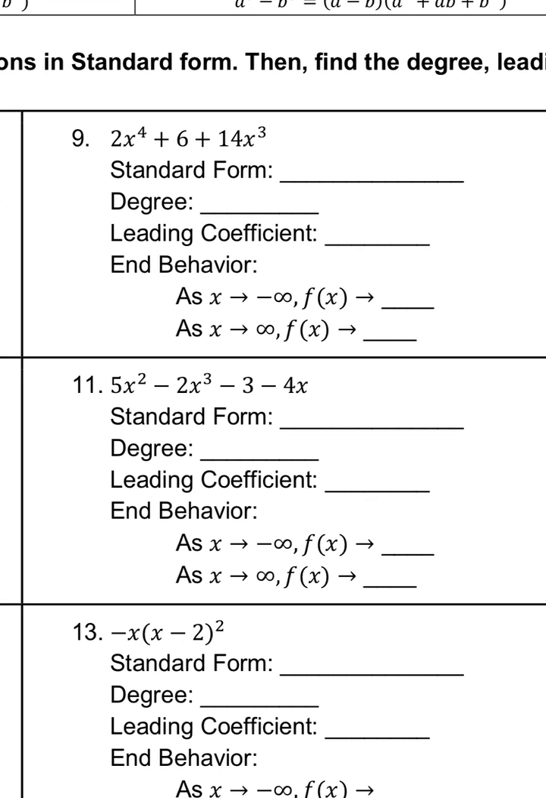For number 9, let's see, we have the x to the 4th will go first, so 2x to the 4th plus 14x to the 3rd plus 6. So that means my degree is 4 and my leading coefficient is 2, so that's even and positive. So this is going to look like this again. So both of my ends are going to positive infinity. All right, so as I go to the left, it's this side. As I go to the right, it's this side. They're both going up.